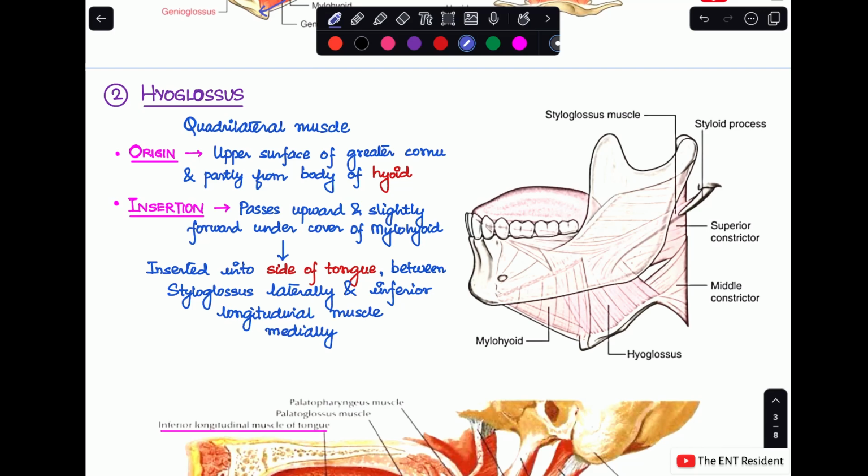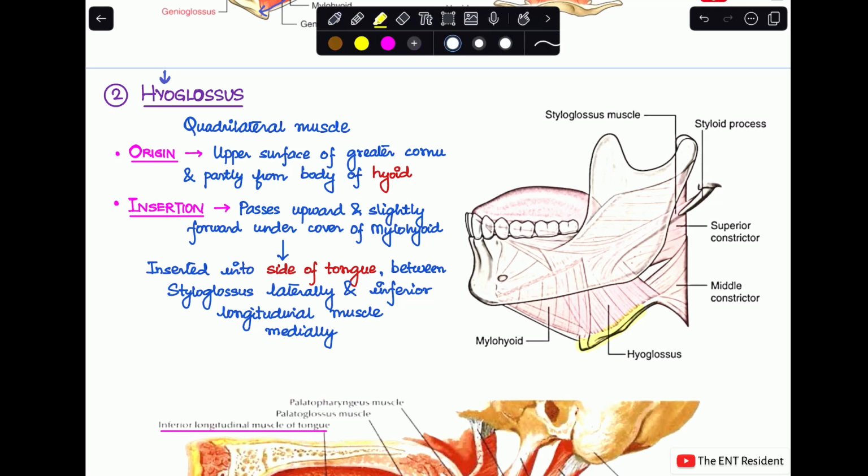So now we'll talk about hyoglossus muscle. Hyoglossus is a quadrilateral muscle. Genioglossus was a fan-shaped muscle. Now, this muscle takes origin. Again, break down the word. The word hyo is there, which means it is taking origin from the hyoid bone. Where in the hyoid bone? The upper surface of the greater cornu and partly from the body of the hyoid bone.